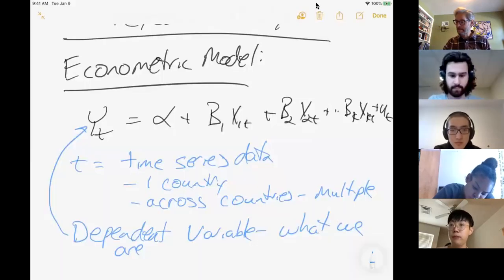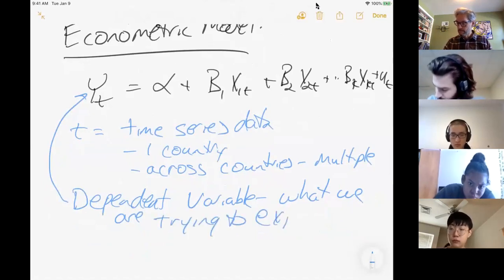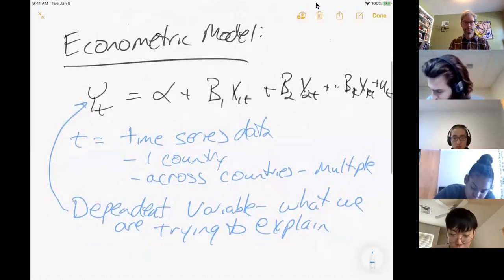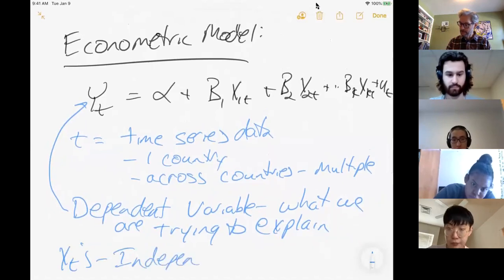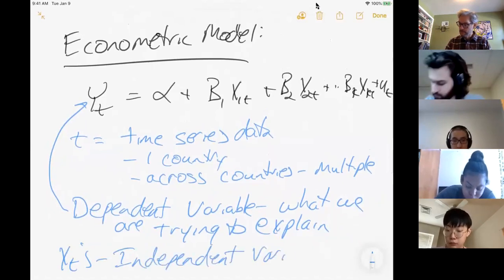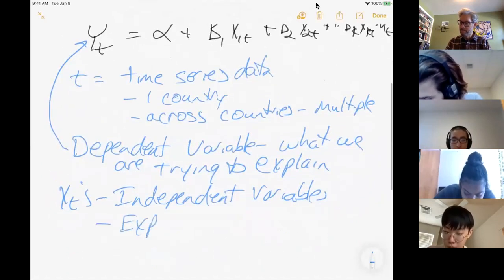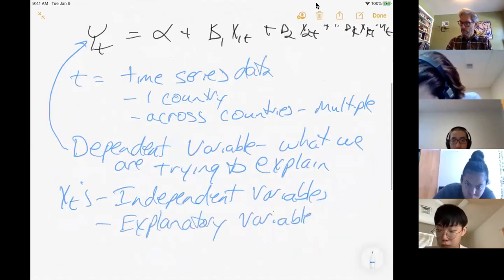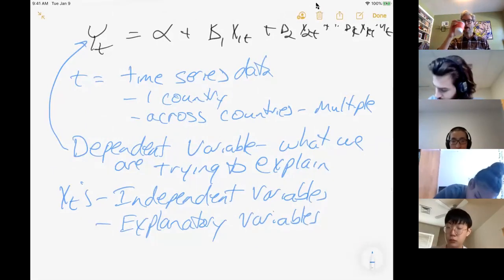Okay, yt is the dependent variable, what we are trying to explain. The xt's are our independent variables, or we can think about these as the explanatory variables. The variables that we think explain y. So x's are what we think explains y.